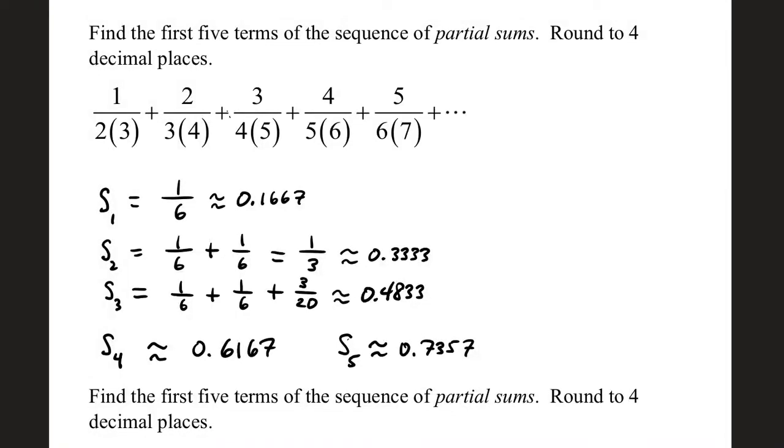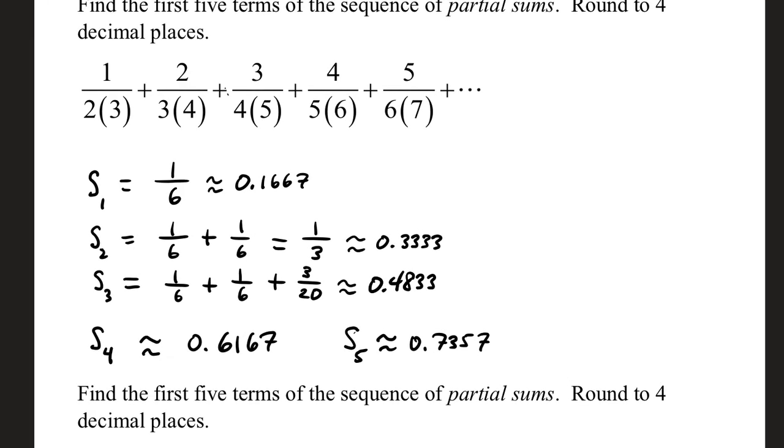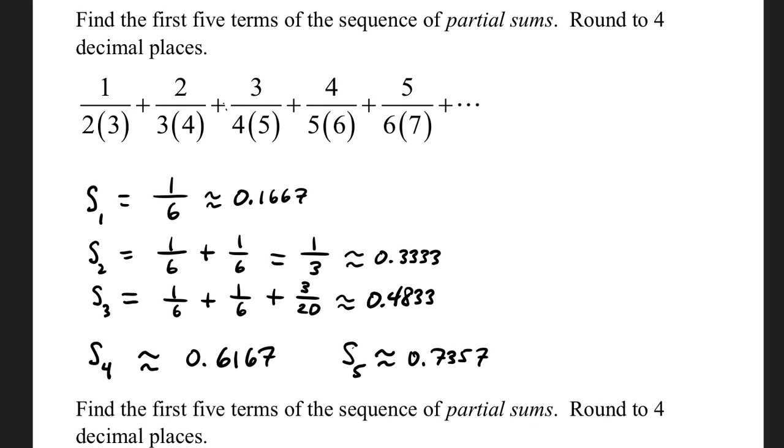Find the first five terms of the sequence of partial sums, round to four decimal places. We have a series of terms that are being added together. We have 1 over 2 times 3 plus 2 over 3 times 4 plus 3 over 4 times 5, and so on. S sub 1 is the first term, which is 1/6.